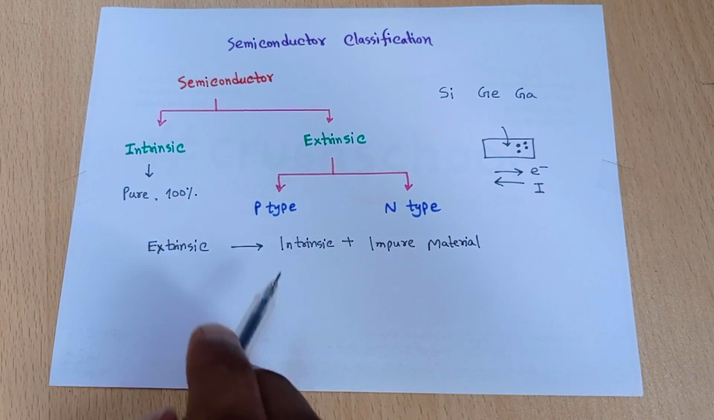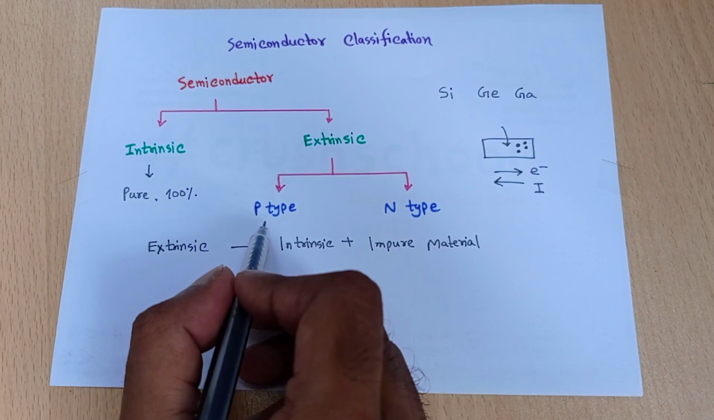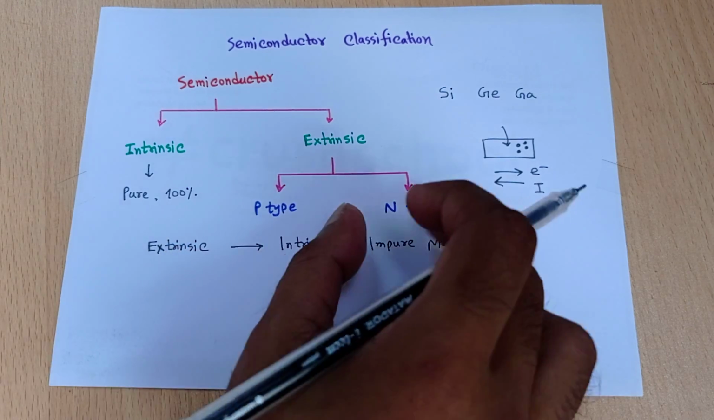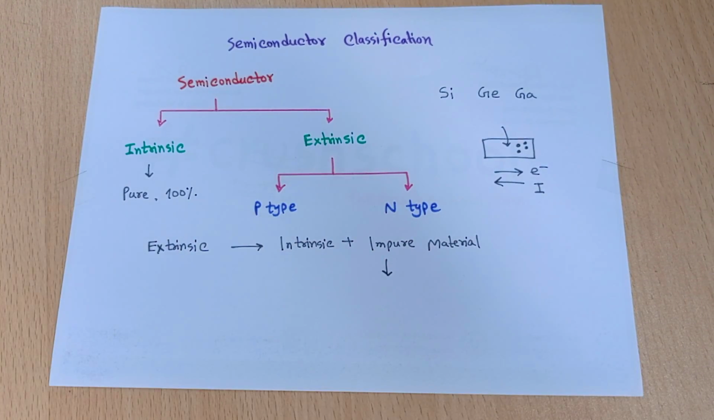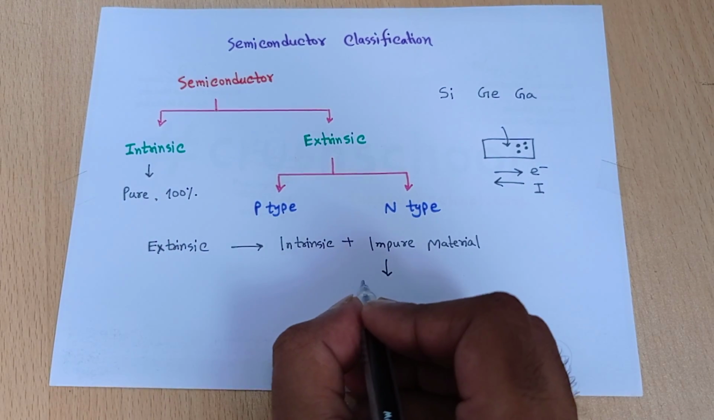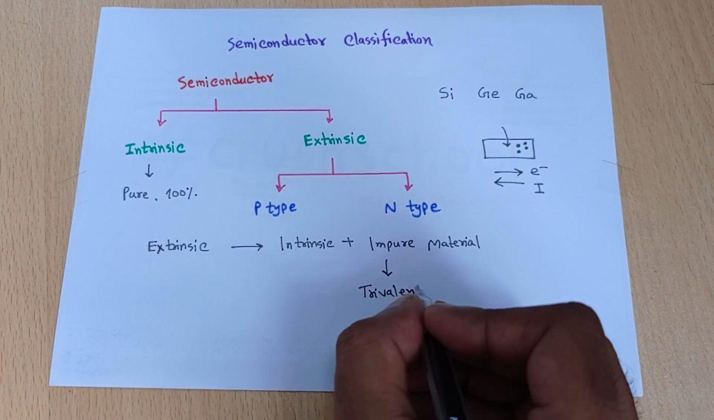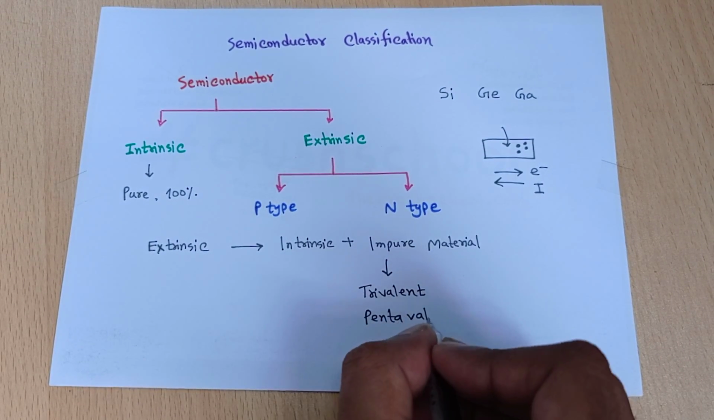Also, the extrinsic semiconductor can be classified into two types. The first one is p-type and the second type is n-type. So what actually is meant by p-type and n-type? Here the impure material is very important. We use two types of impure materials, which we can attach to our intrinsic semiconductor. The first type is the trivalent material, and the second type is the pentavalent material.